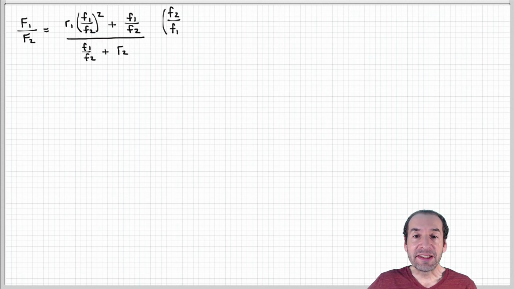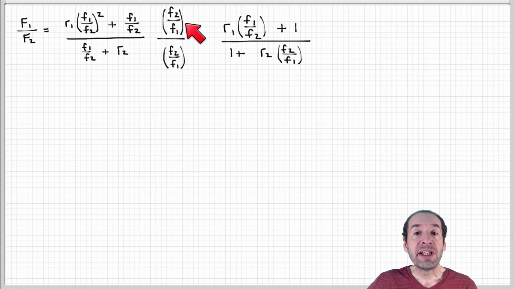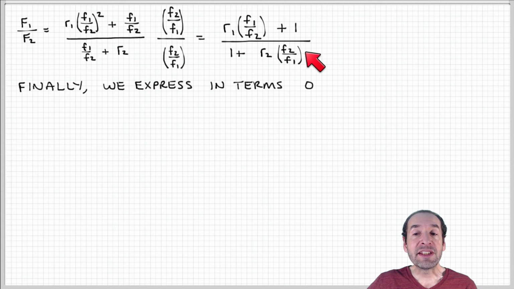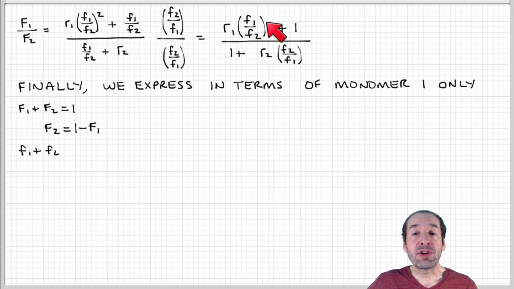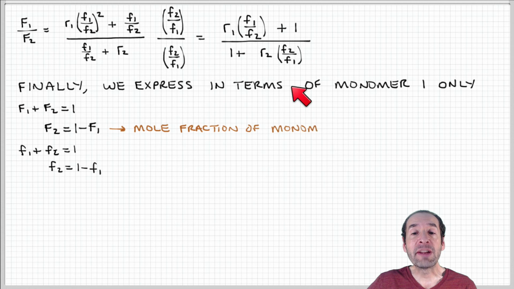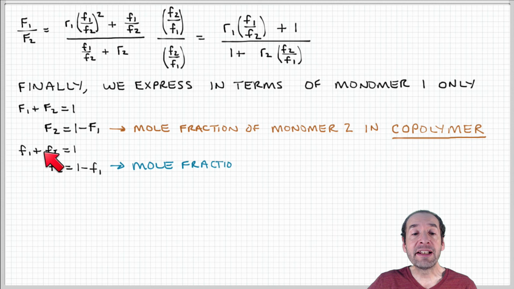So I can simplify this a little bit more by multiplying the numerator and denominator by this ratio little f2 over little f1, to obtain this expression. And then finally, I'm going to rewrite it so that everything is expressed in terms of one monomer. In particular, I'm going to choose monomer 1. And we can do that because notice that big F and little f are mole fractions. So since they're fractional quantities, F1 and F2 equal 100% or 1 in terms of their fractional quantity.